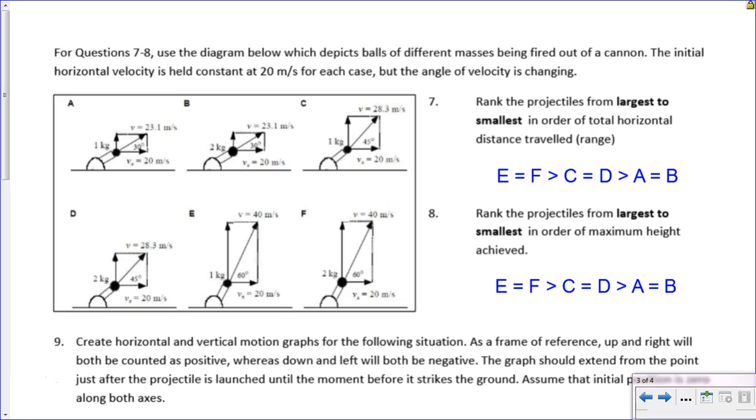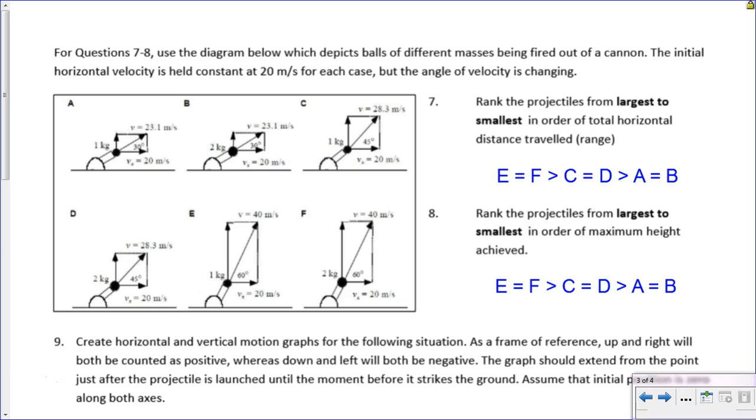That means that they have the largest hang time, and because all of them have the same Vx, the ones with the largest hang time will go the furthest. So E and F go the furthest, and then C and D are next, and then A and B go the least far, because those have the smallest vertical velocity and the smallest hang time.